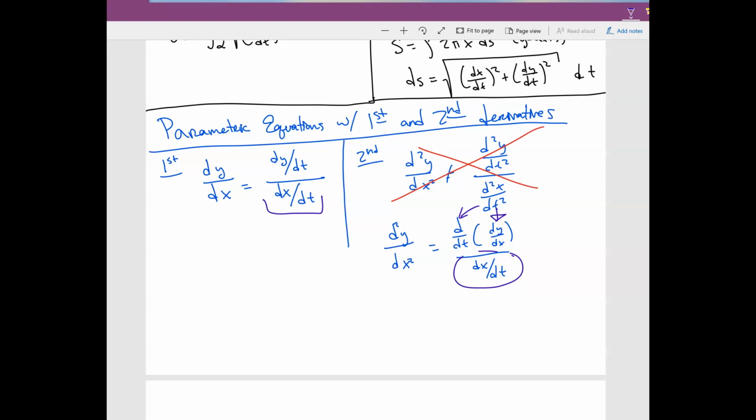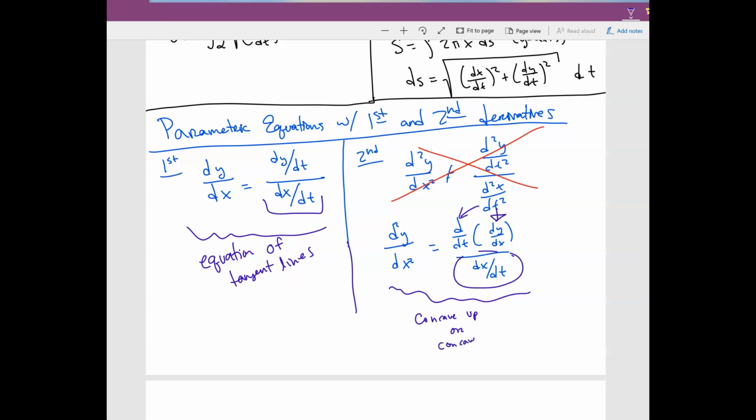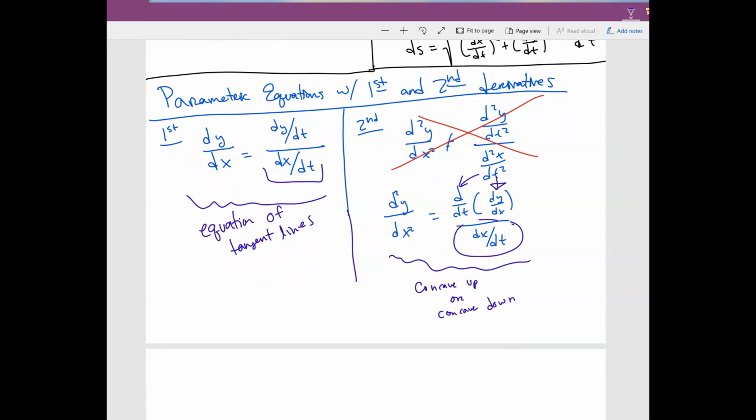Now, what do we use the first and second derivatives for? The first derivative we use for tangent lines: if you remember from Calc 1, we can use the slope to find the equation of tangent lines. We can see whether the curve is increasing or decreasing, and we use the second derivative to test if something is concave up or concave down. We're going to use the same methods that we learned in Calc 1 and apply them to problems with parametric equations. So we'll start off with a problem.